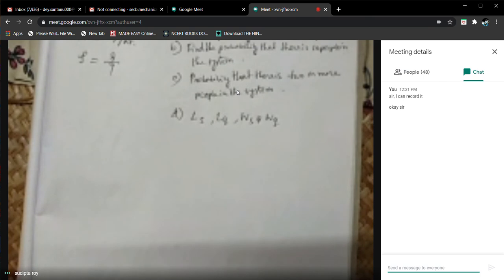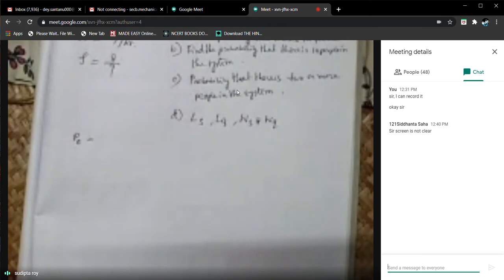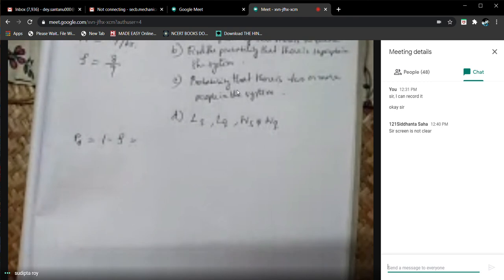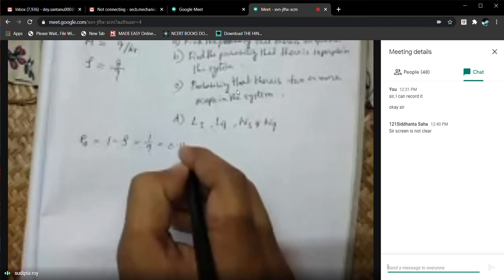Now here we said to find the probability that there is no person in the system first, which will be P naught. P naught means no person in the system. We have discussed in the earlier class that P naught is equal to 1 minus rho, which will be 1 minus 8 by 9, that is 1 by 9, and that is 0.111.